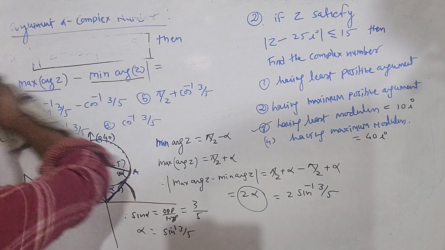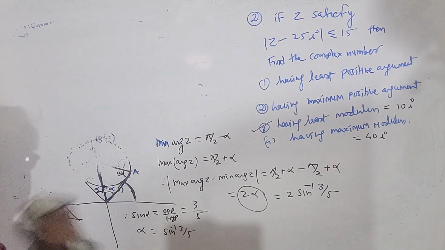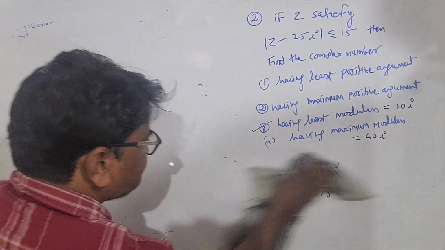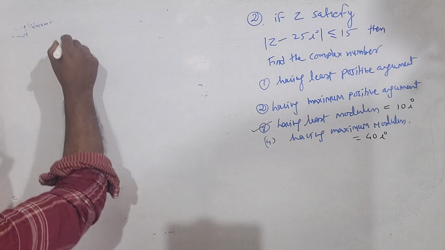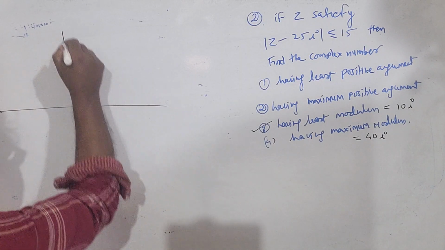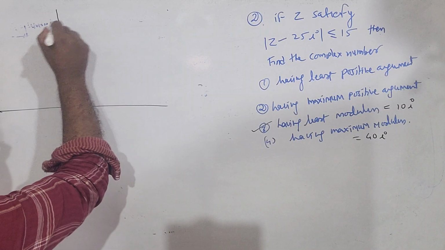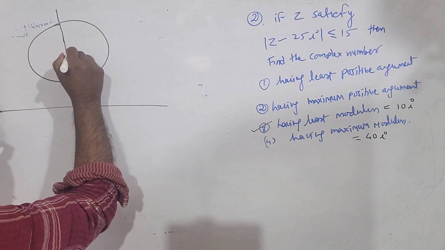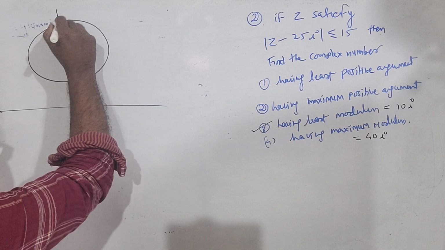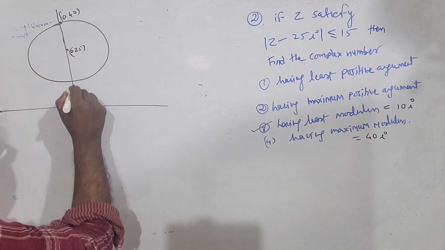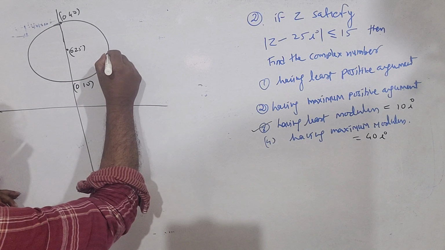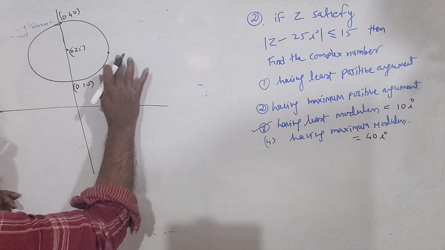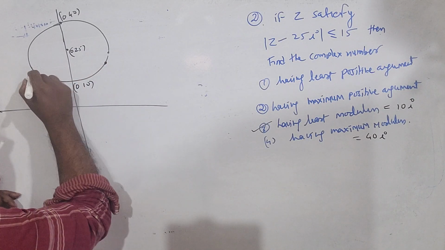Now I am deleting this and again I will make the figure. Okay. So what is that? This is your circle. This is your (0, 25). This is your (0, 40). This is your (0, 10). Correct? Okay, fine. Now this is your z.